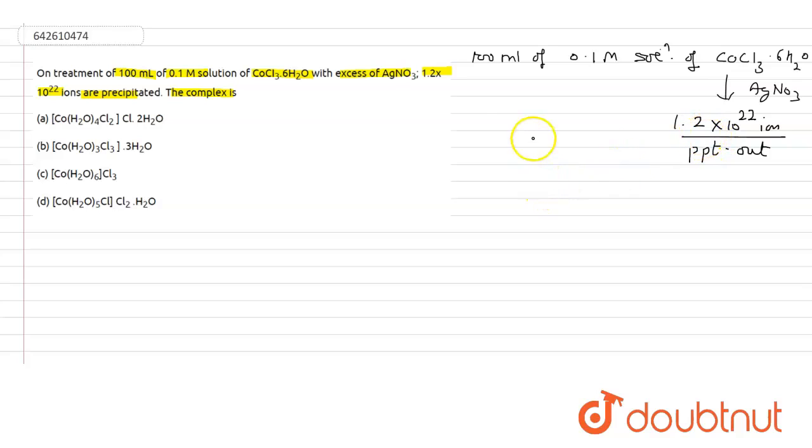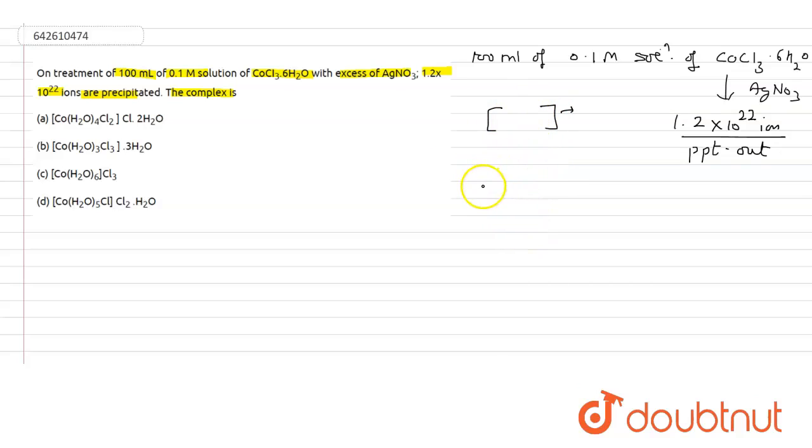We know that the species which is inside the coordination sphere will not be ionized, and the species which is outside the coordination sphere will be ionizable. So this is our basic concept. Let's try to solve this complex.